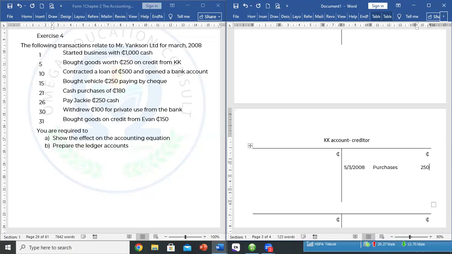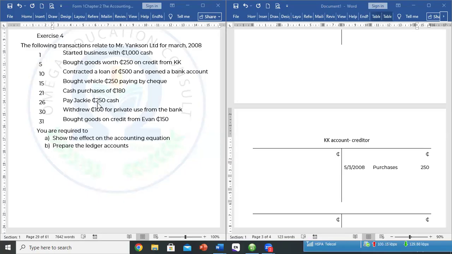So anytime you see bought goods on credit, right? Then you have purchases and then the creditor, right? Okay, let's go to the 10th March transaction. So let me call on Emmanuel and Nicole. Okay, ladies first. So, okay, Prof. Fidel, you have a question or you want to attempt that one?